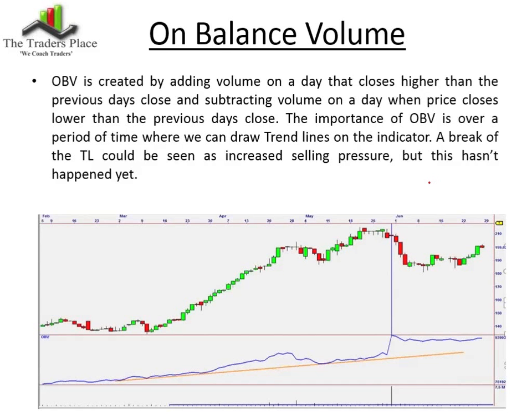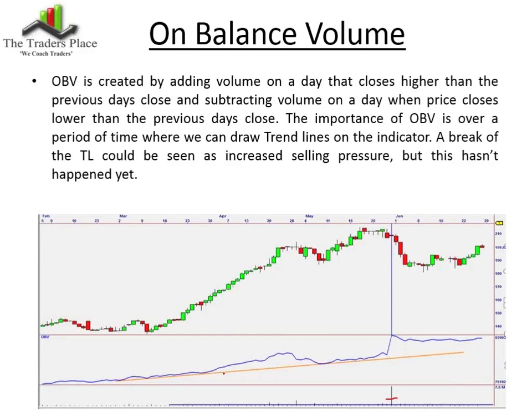The importance of on-balance volume is actually over a period of time, where we can draw things like trend lines. A break of the trend line can be seen as increased selling pressure in this counter, but it hasn't happened yet. There's the volume spike again. It's the same picture as we looked at on the previous slide. There's the volume spike, and on-balance volume didn't really sell off afterwards. So OBV combined with the volume bars can really tell us whether there was real selling pressure. Number of shares on its own is not really enough. But if we take the volume and include the price as part of the calculation, we start to get a much better view.